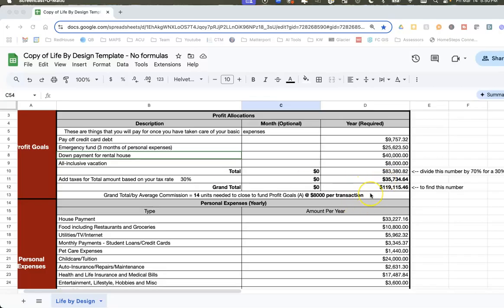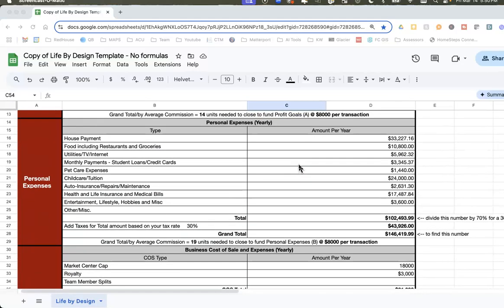If I'm using $8,000 per transaction, I divide $119,115.46 by 8,000. I come up with 13 point something. I'm going to round that up to 14 units. So I need to sell 14 units at $8,000 commission each in order to hit this number.